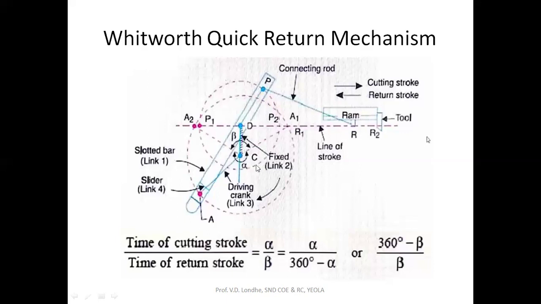If you observe here, the angle traveled during the cutting stroke is alpha, and during the return stroke it is beta. So beta is less than alpha. It concludes that the time taken for the cutting stroke is greater as compared to the return stroke. So this mechanism is called a quick return mechanism, and it was developed by the scientist Whitworth. So this mechanism is called the Whitworth quick return mechanism. Okay. Now we will see its animation.